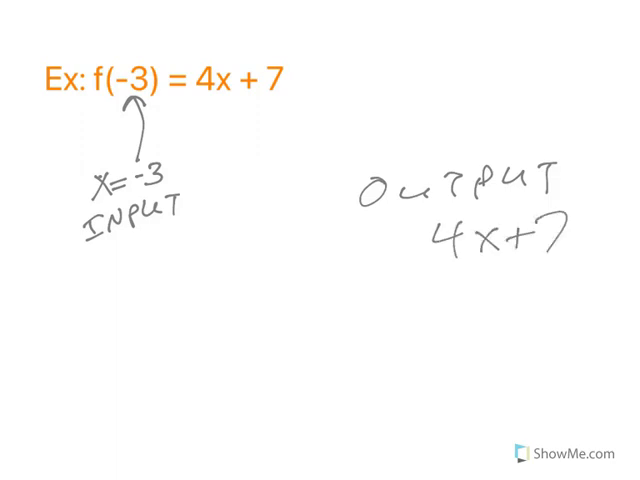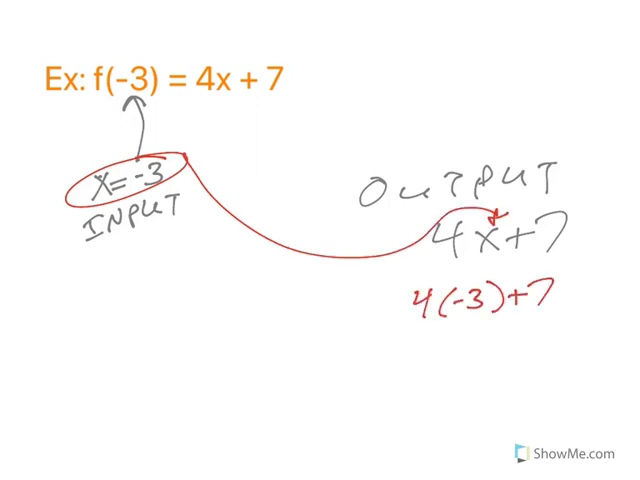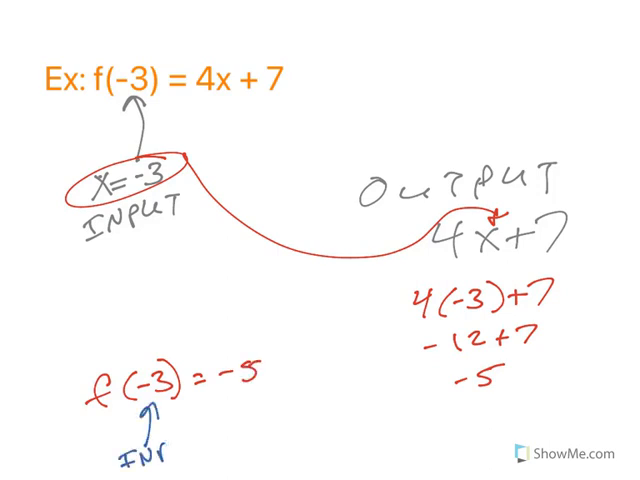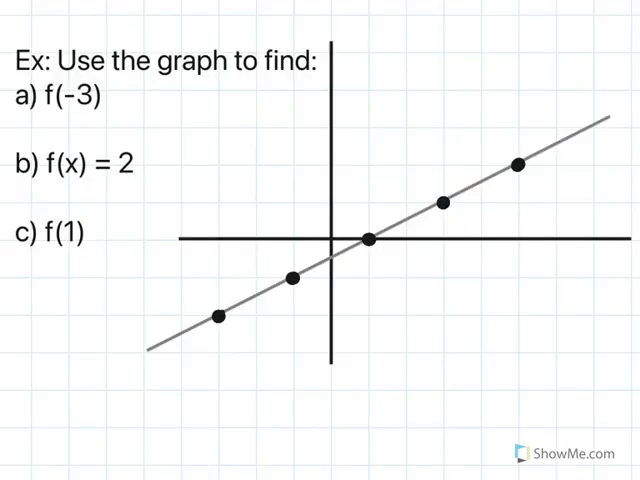If we know that x is negative 3, we can input that into the x. So 4 times negative 3 plus 7, negative 12 plus 7 is negative 5. So we would say f of negative 3 equals negative 5, meaning when I input negative 3 for x, the output is negative 5. And that's the idea of input-output. Okay, so use the graph.